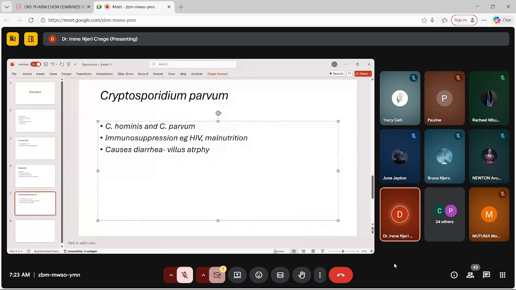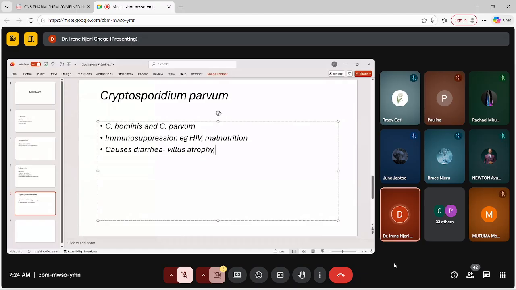So the reason that C. parvum causes diarrhea is because it causes atrophy of the villus in the GIT, and then it causes increased leukocytes in something we call the lamina propria. And then this causes sodium malabsorption, electrolyte and chloride secretion, and increased intestinal permeability. So it's associated with villus atrophy.